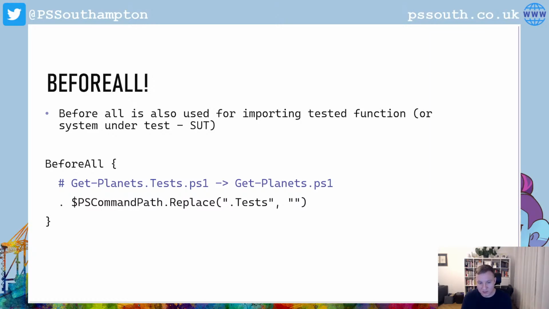It's probably called something like getplanets.tests.ps1. And you want to grab from that the file name for the actual script that has the real function, in this case, get-planets.ps1. So you just replace the tests inside of the name. One word of caution: this replacement is case sensitive, so make sure that your files are named correctly. It will also help you later if you decide to run your tests on Linux, because there you have a case sensitive file system. So just be aware of this. There is an alternative to use -replace, but that's regex, so this dot needs to be escaped. So that's also complicated.